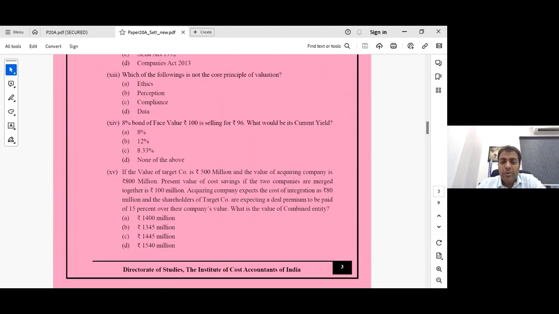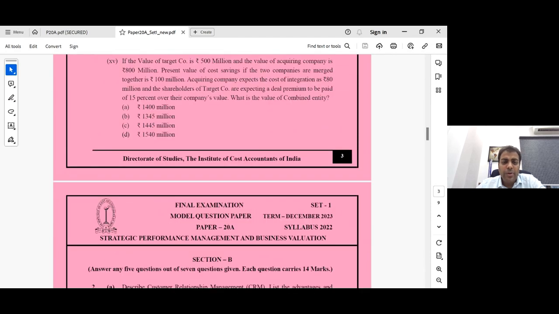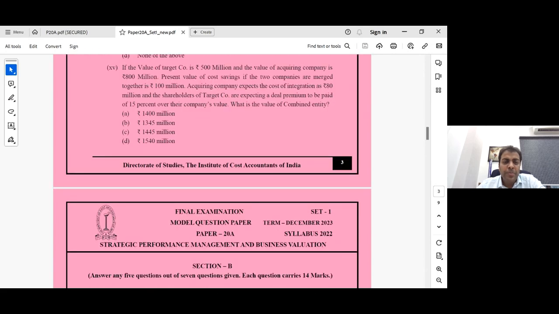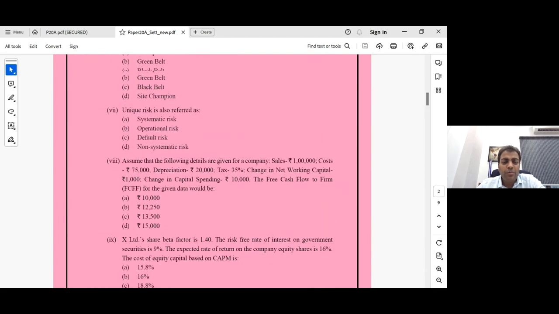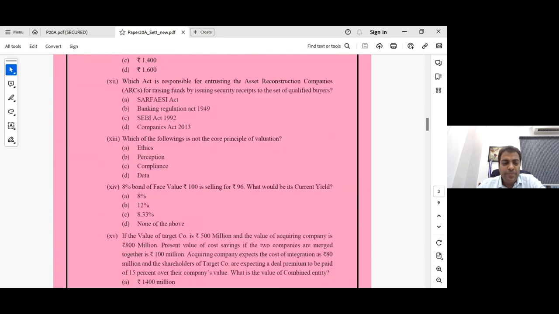Which of the following is not the core principle of valuation, right? Calculating the current yield. So all simple questions, right? Quick questions and very scoring, I must tell you. And if you see, there's a good proportion of practical numerical questions in this part, right?